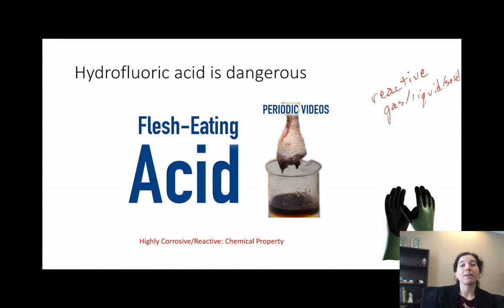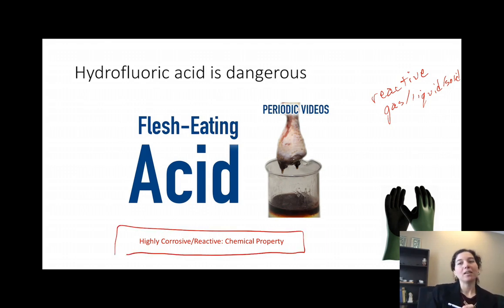Hydrofluoric acid is a very dangerous acid that you might have seen popularized in Breaking Bad, where they use it to eat flesh. So this is a very highly corrosive chemical, and most of the other chemicals in that row tend to be highly reactive and/or corrosive. So when we work with hydrofluoric acid in the lab, we always use special gloves to make sure that we don't spill any of this stuff on us, because it will burn your skin.